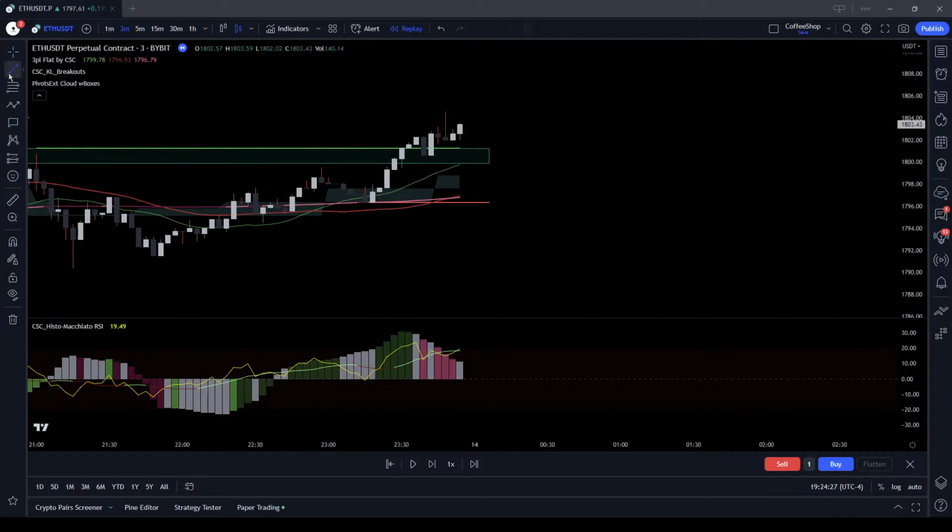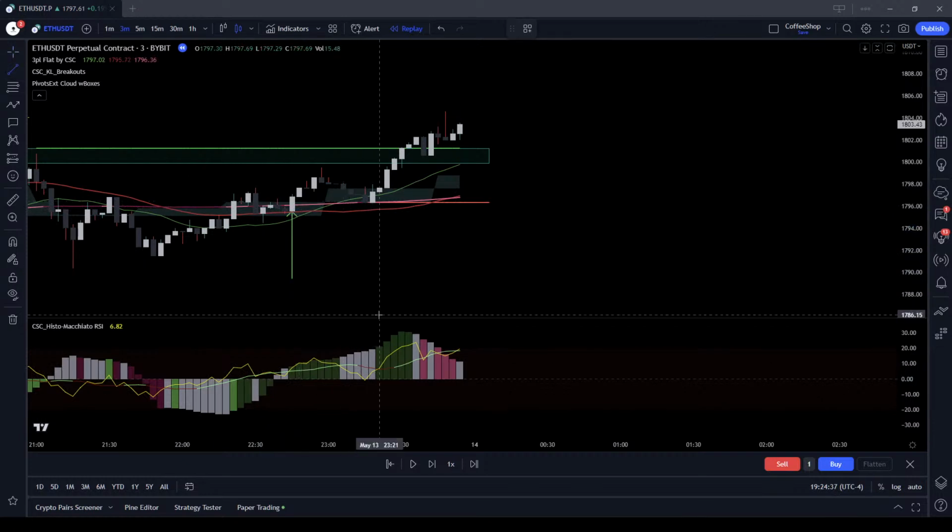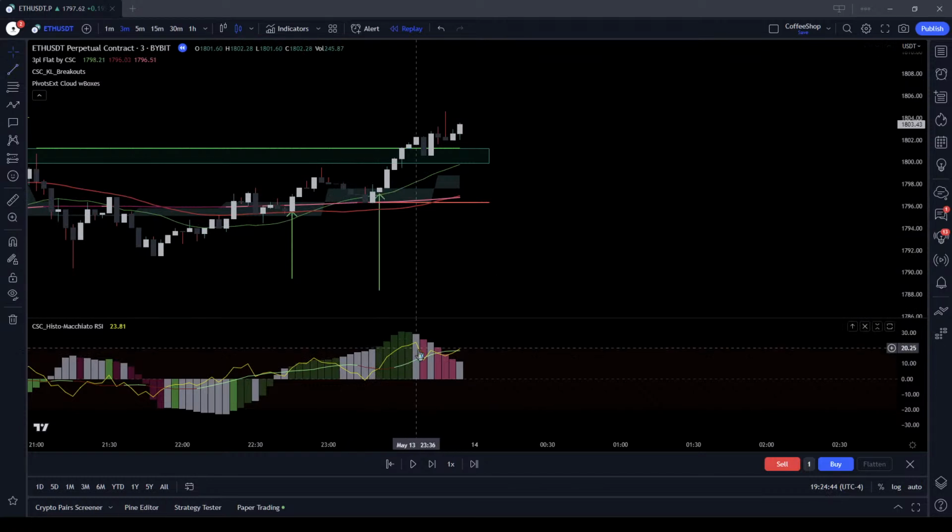Like, this was an entry here, right? That was an entry, sorry. That was an entry because it broke above this cloud and it's above here, like your green here, right? Green again, right? Are you above the cloud? Yep, you just made it above the cloud and you're above your moving averages. Now, here you're ranging. This is where I said I don't want to take any trades.